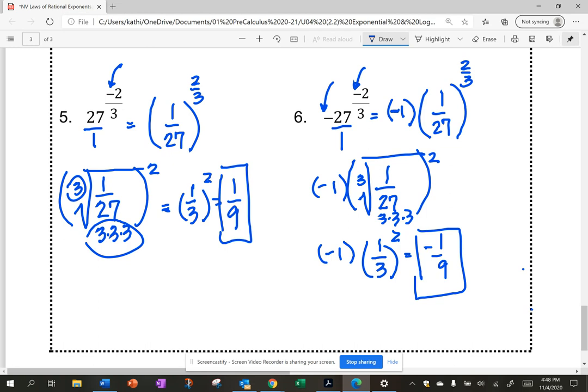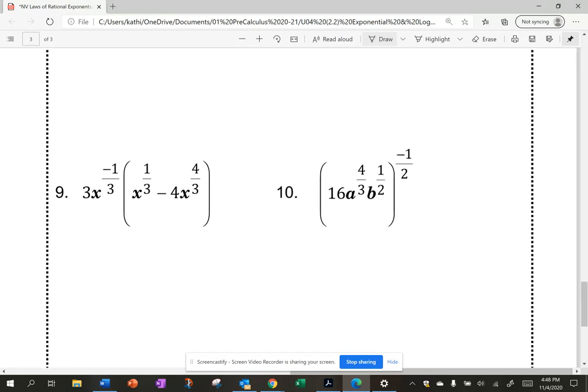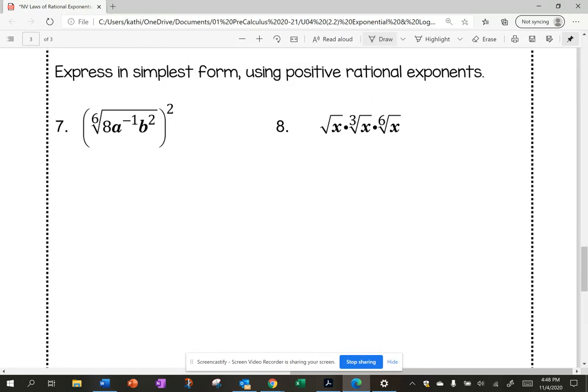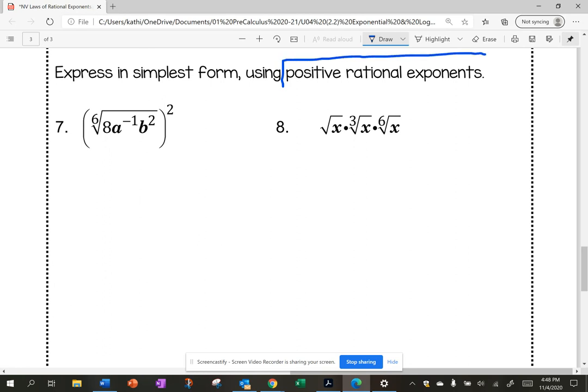Whew. Okay, so just when you feel like you kind of have it, then we're going to do it backwards. So now I'm going to do a couple examples. And I want to write my answer in the fractional form. And I'm also interested in my answers as positive rational exponents.